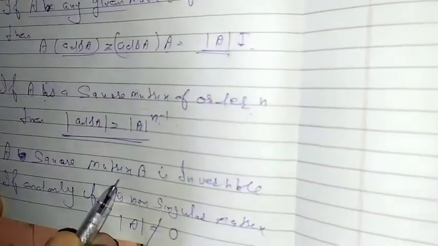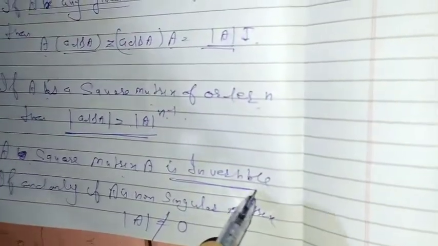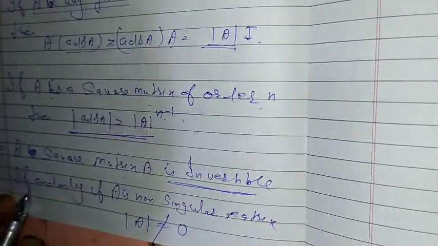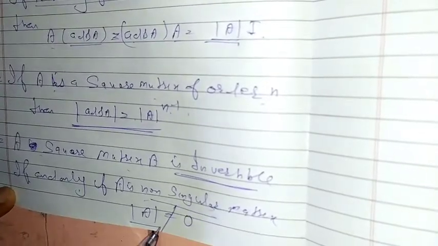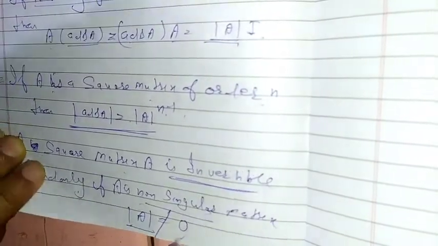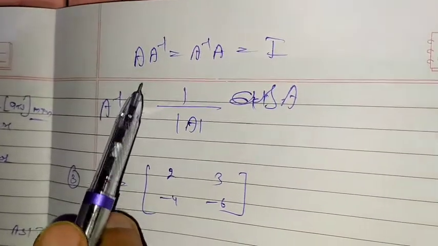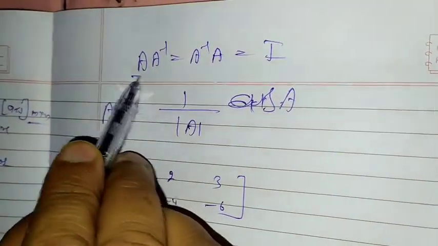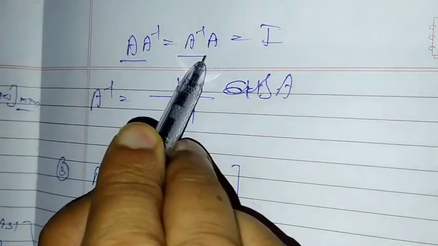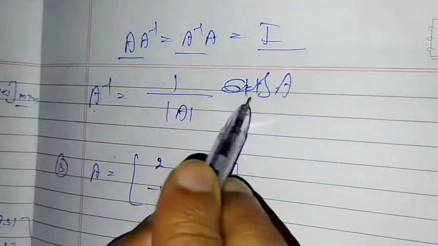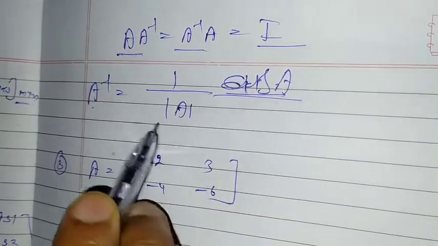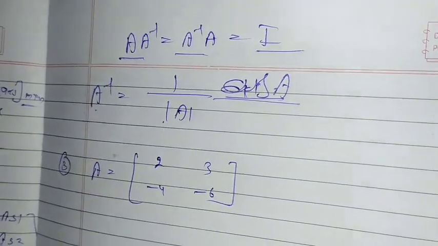A square matrix is invertible. Invertible means its inverse exists only when A is non-singular. A is non-singular means the determinant of A is not equal to 0. Definition of inverse: A into A inverse is equal to A inverse into A, which is equal to identity. When we find A inverse, we divide adjoint A by the determinant of A.